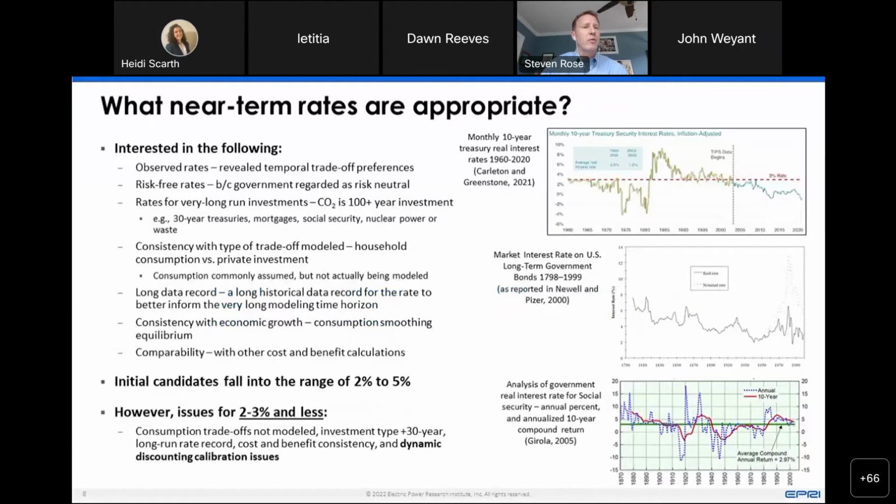So what near-term rates should we be thinking about as being appropriate in this context? There's a number of considerations. One is focusing on observed rates. This is information that's available to us from markets and showing us revealed preferences, how people and society are already willing to make trade-offs over time.